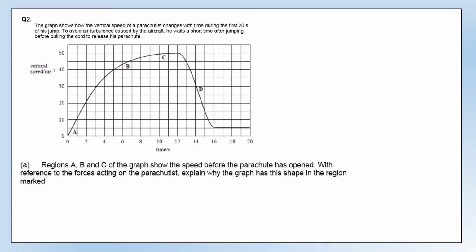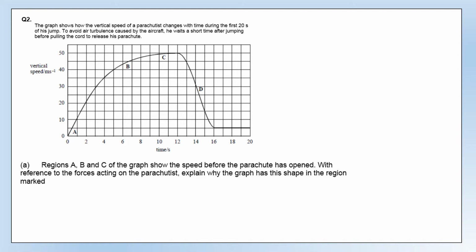Okay, so moving on to 2. This time we've got a speed versus time graph, and it shows the speed of a parachutist over time, and it does it over the first 20 seconds of the jump. So what he's going to do is he's going to jump out the plane and he's going to wait a period of time before pulling the cord to release the parachute.